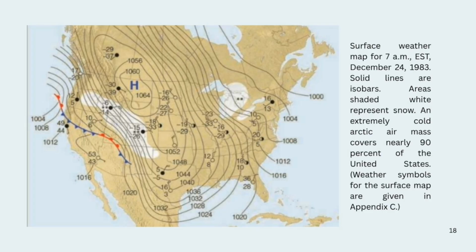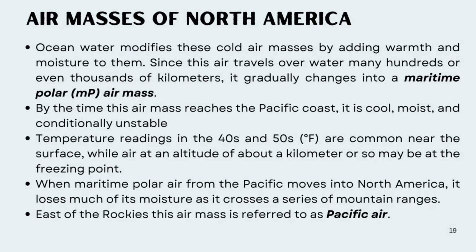As the cold air swept eastward and southward, a hard freeze caused hundreds of millions of dollars in damage to the fruit and vegetable crops in Texas, Louisiana, and Florida. Now, going back to the air masses of North America.